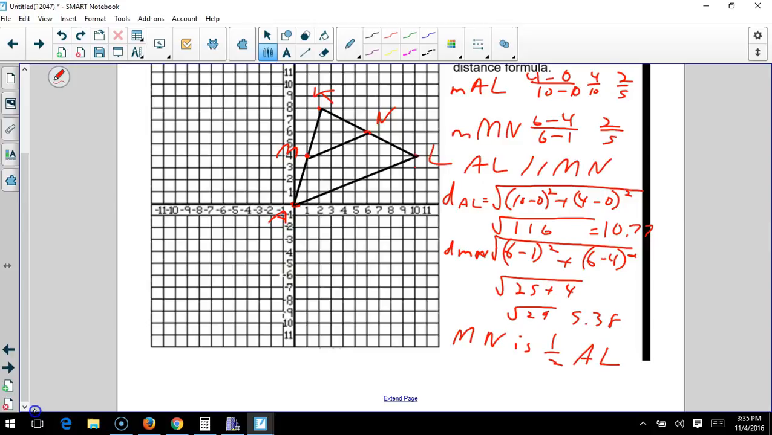So we've proven that they have the same slope, and we've proven that one is half the other, or the other is double the other. So we know that it is a midsegment.